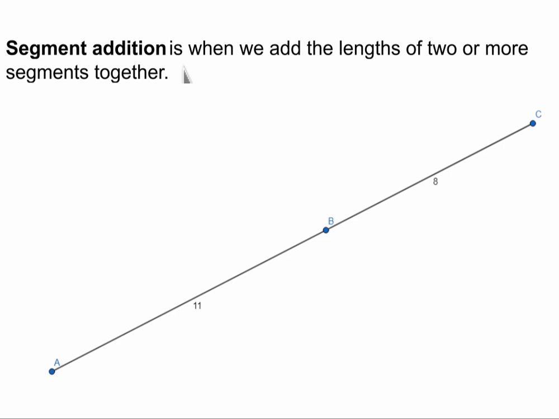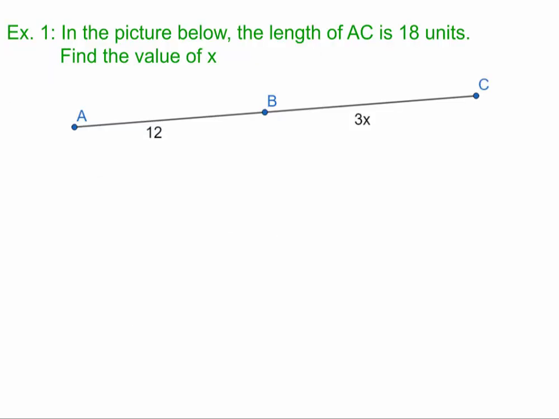Segment addition is when we add the lengths of 2 or more segments together. So if we look here, I have line segment AC, and AC is made up of 2 smaller segments, AB and BC. I know that AB is 11, and BC is 8. And AC, this whole segment, is made up of AB and then BC. So the length of AC is AB plus BC, which in this case is 19. 11 plus 8. So that's how segment addition works. It's pretty basic. So let's look at an example.